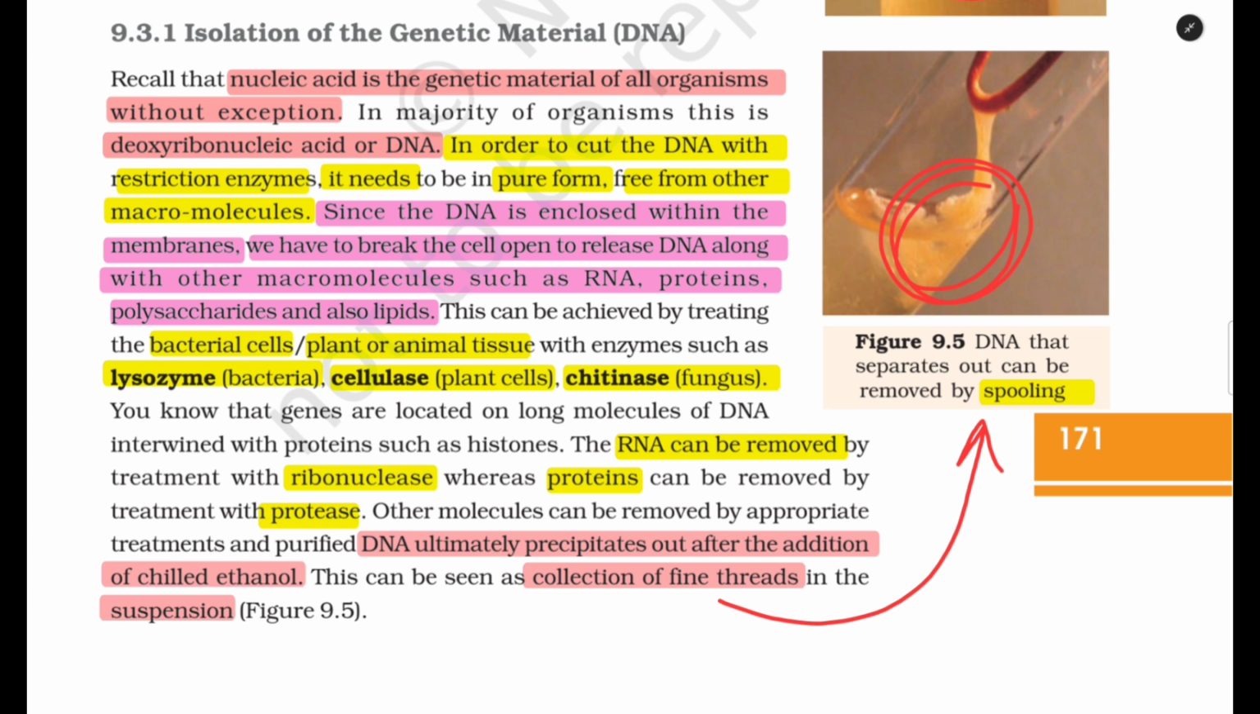You know that genes are located on long molecules of DNA intertwined with proteins such as histones. The RNA can be removed by treatment with ribonuclease, whereas proteins can be removed by treatment with protease. Other molecules can be removed by appropriate treatment, and purified DNA ultimately precipitates out after the addition of chilled ethanol. This can be seen as a collection of fine threads in the suspension. Figure 9.5.